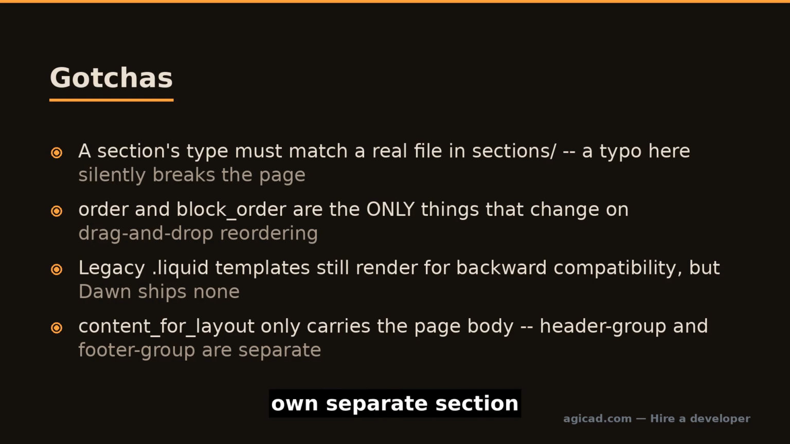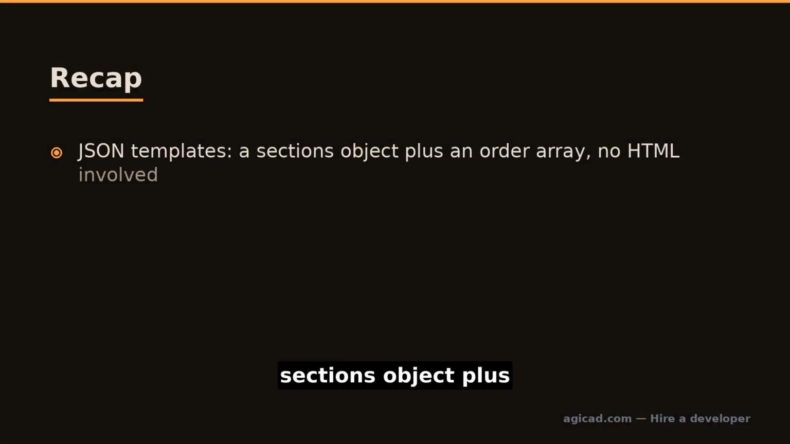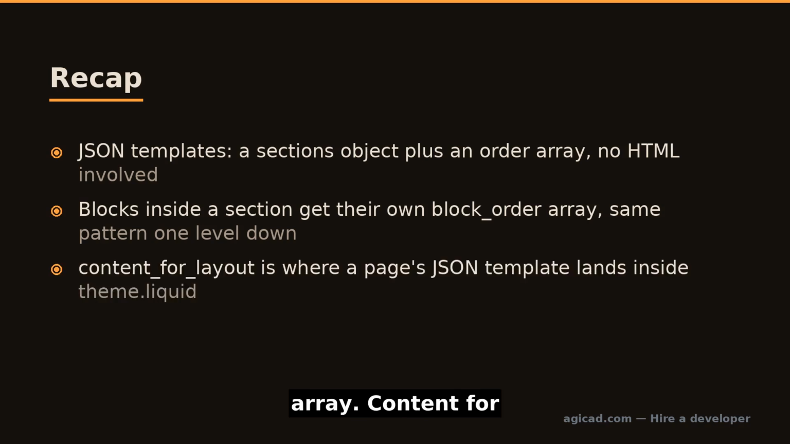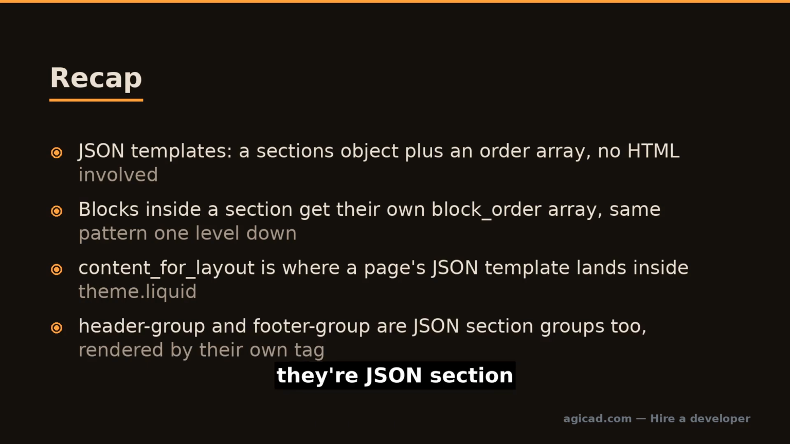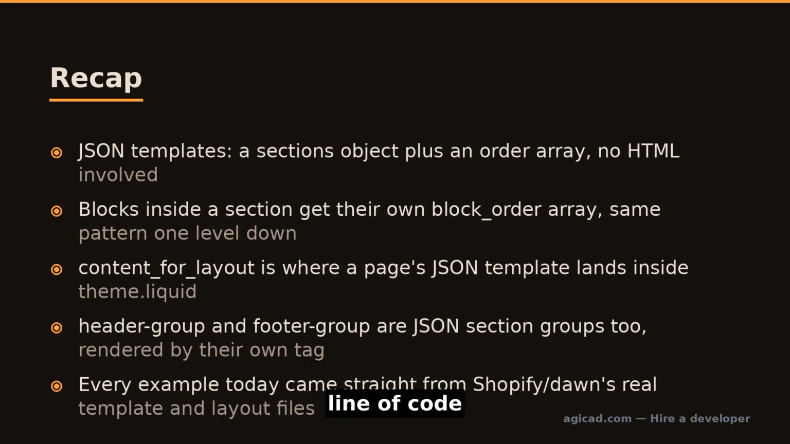Let's pull it together. A JSON template is a sections object plus an order array, structured data, never HTML. Blocks inside any one section get the exact same treatment one level down, with their own block_order array. Content_for_layout is the single point where a page's JSON template actually lands inside the shared theme.liquid. Header group and footer group aren't hard-coded either, they're JSON section groups, rendered by their own sections tag, completely separate from the page body. And every line of code in this episode was read straight from Shopify's own public Dawn repository, the actual files a merchant's theme editor is reading and writing right now.